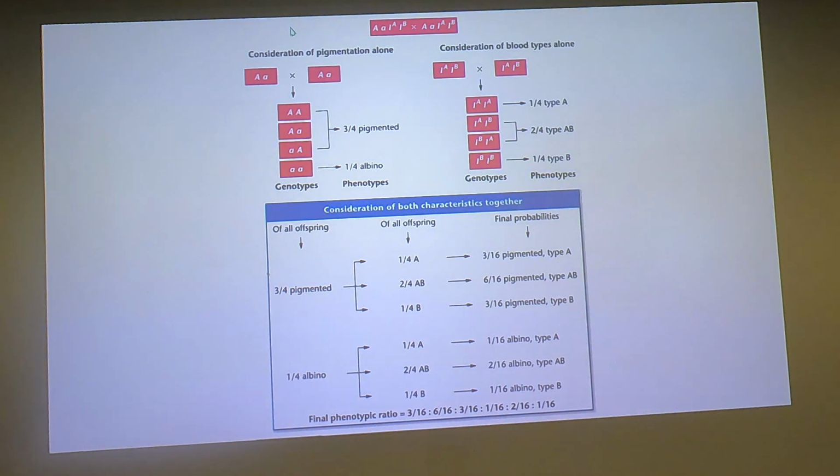So the hard part's all done, right? It's easy at this point, because then you just multiply everything together. So if you want to say, how many are going to be pigmented in type AB? You would say, okay, 3/4 times 1/2. So that's going to be 3/8 are going to be pigmented, and type AB. So we can just go through here methodically and get all these combinations using the fork-line method. And there's our answer, right there.